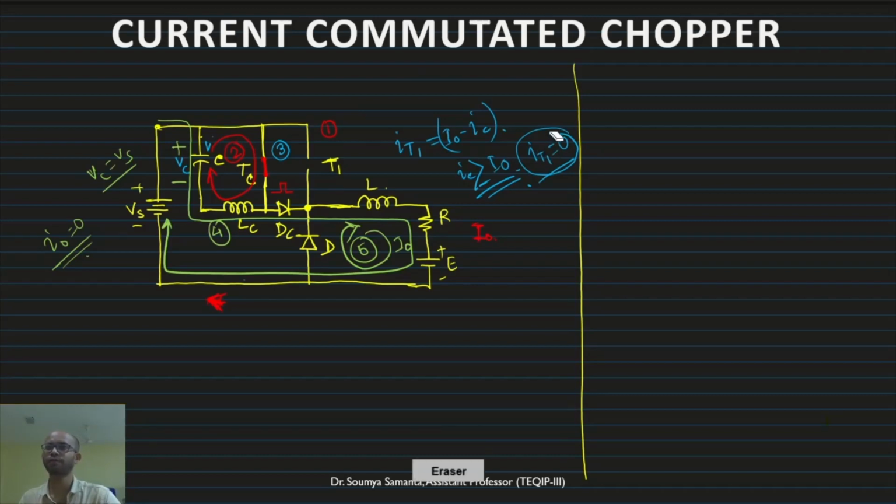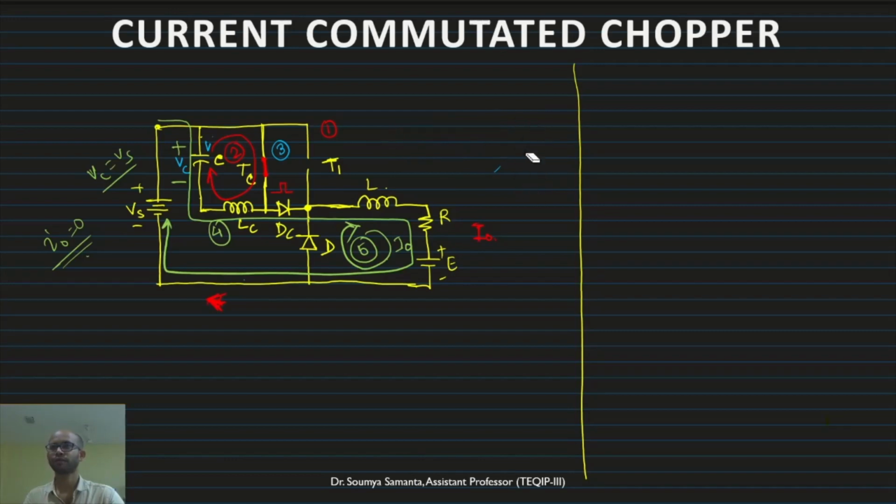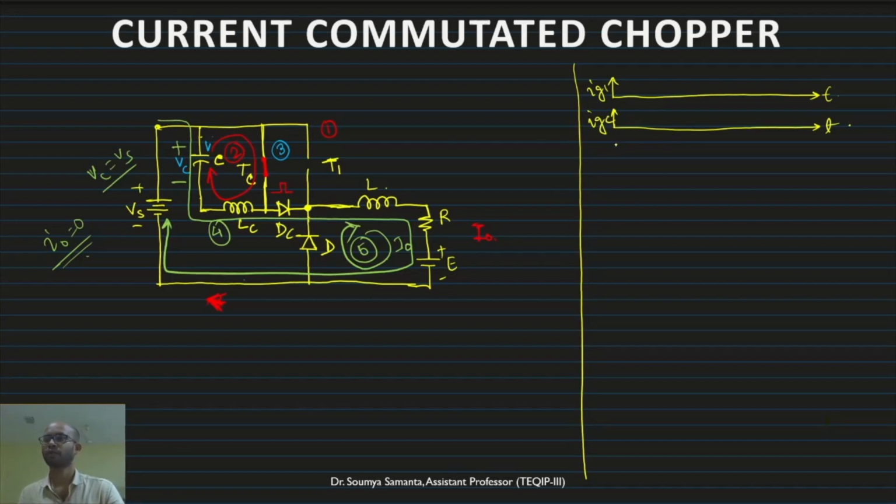Now let us understand the same thing using waveforms. What will the waveforms be? First I will draw similarly. I will draw here first Ig1 versus time t, then IgC versus time t. This is the gate current for the TC, and this is the gate current for the T1, not the current through them.